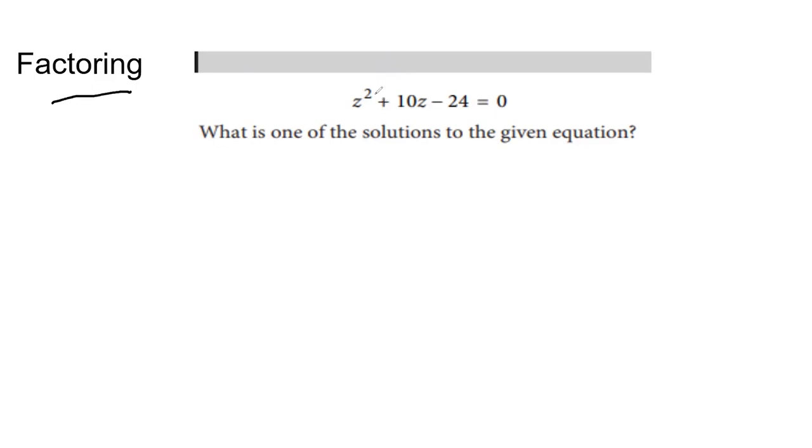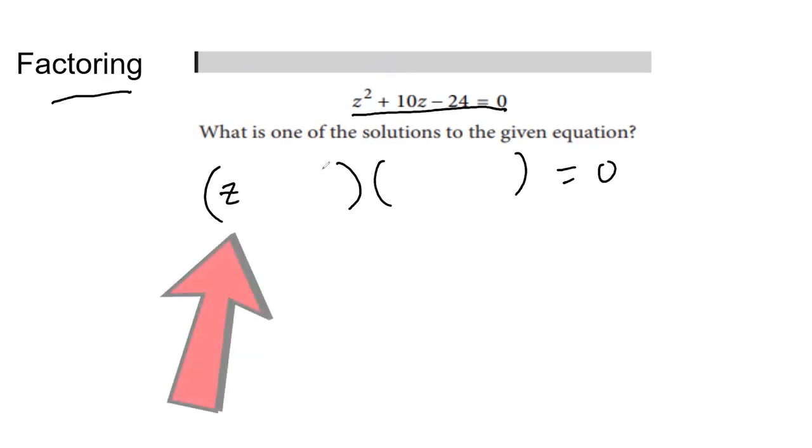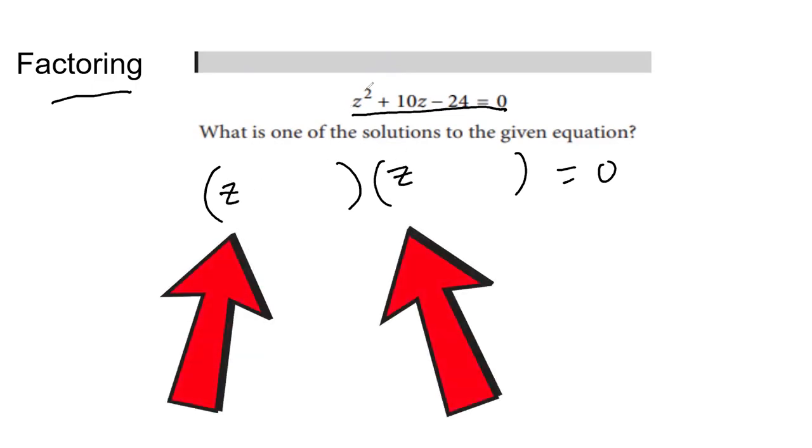There's going to be more than one solution because it's z squared. So that means we'll probably be able to have more than one solution equals zero if you plug it in. It's going to look like this, two parentheses side by side equals zero. And then when you multiply, this will give you this equation. It's got to be z here and z here because it's z squared.